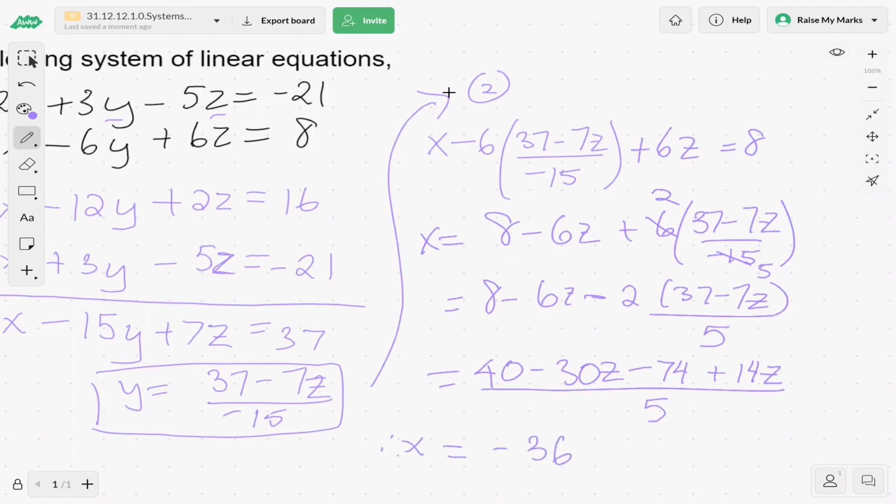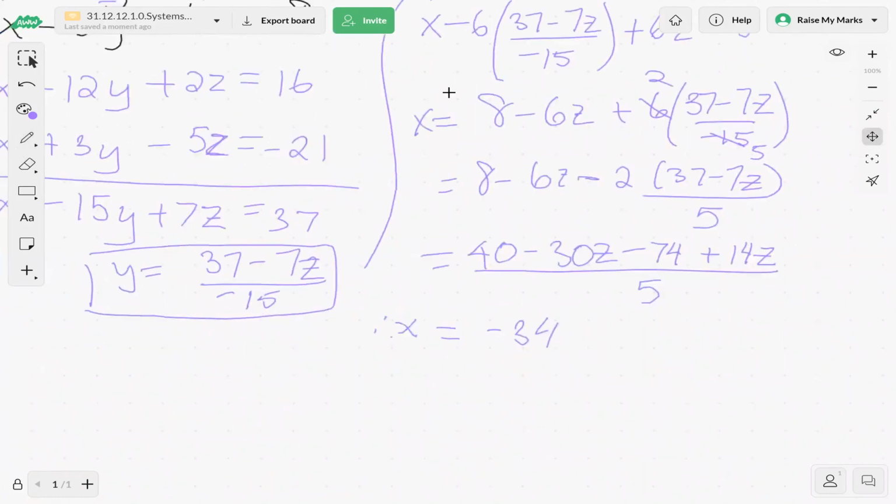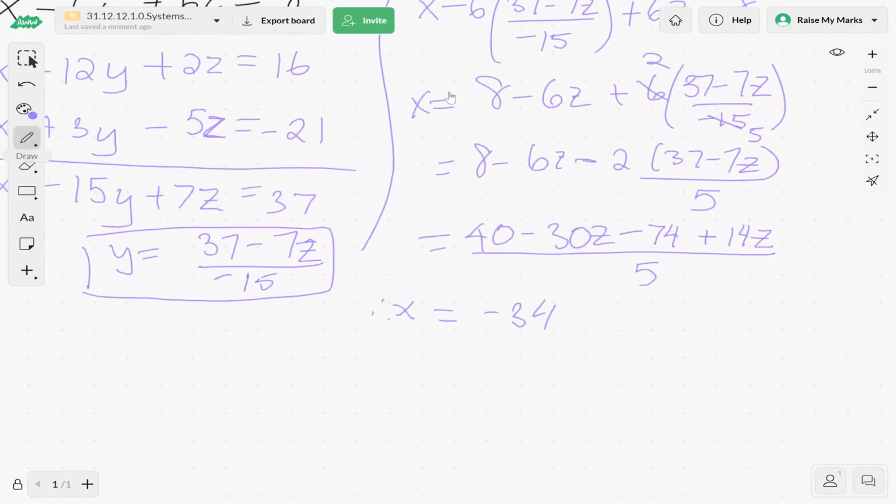So x equals negative 36, I believe. Oh, my mistake. Negative 34. Okay, minus, I believe that's 16z. Let's check. Yeah, my arithmetic's not very good this morning. Okay, 16z all over 5.